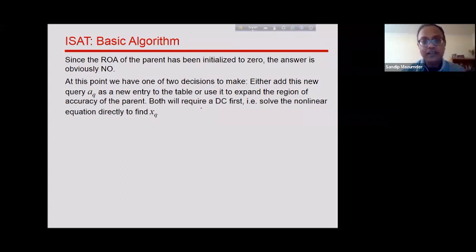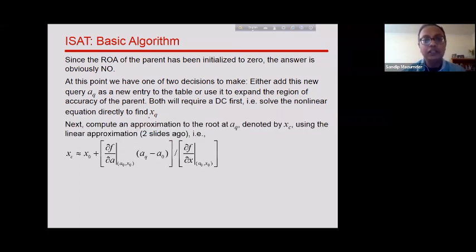Both of these, however, will require a direct calculation. In other words, we have to first solve the nonlinear equation to find the exact root xq for the query point AQ. So we have xq by solving the exact equation, the nonlinear equation. Next, we will find the solution by using our linear approximation. This is the linear approximation that I had 2 slides ago. I use that to calculate a new value of x, which I'm calling xc because it's an approximate value. It's not the exact value.